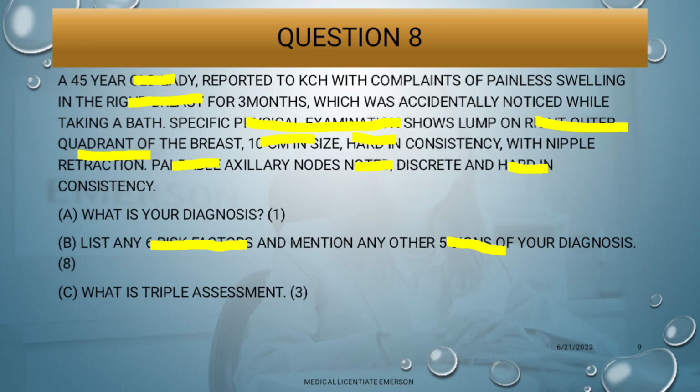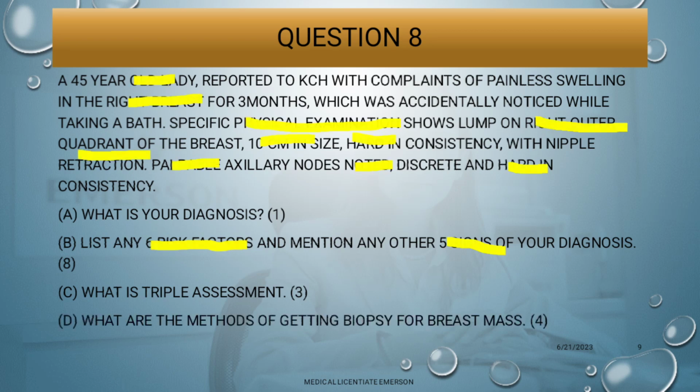So we are not going to go far with this, because the question is asking about the methods of getting a biopsy for breast cancer. Under histopathology, that's where we have the methods of getting the biopsy. We have fine needle aspiration cytology. You can have core needle biopsy. You can have incisional biopsy. You can have excisional biopsy. Those are some of the methods of getting a biopsy.